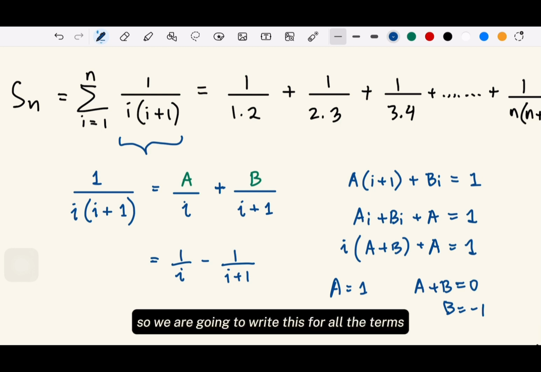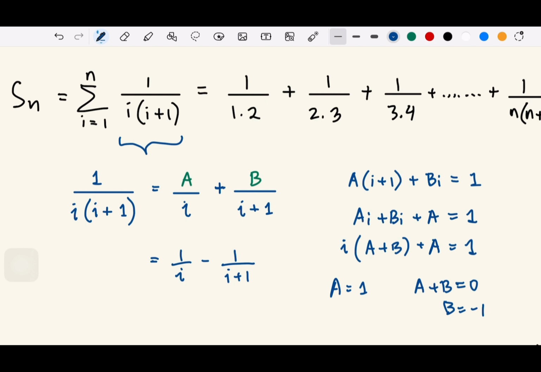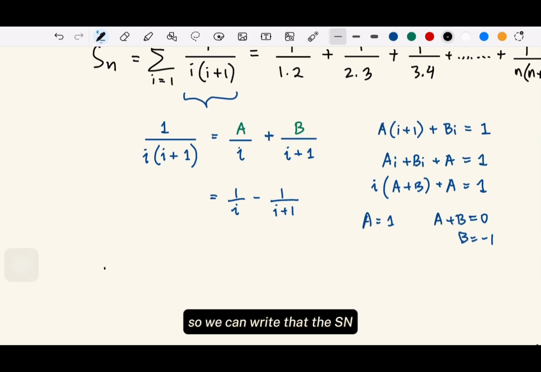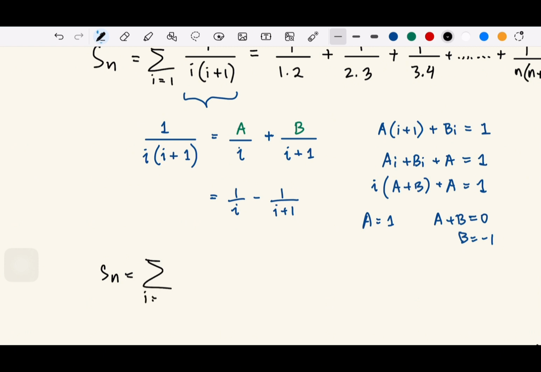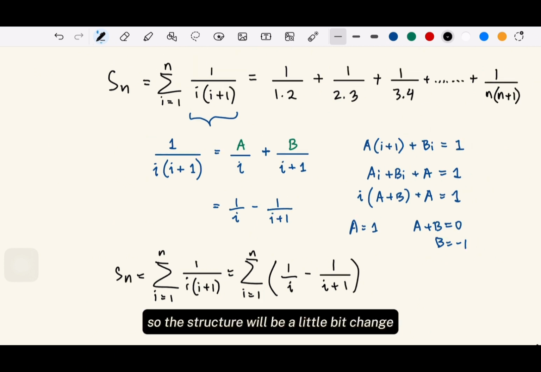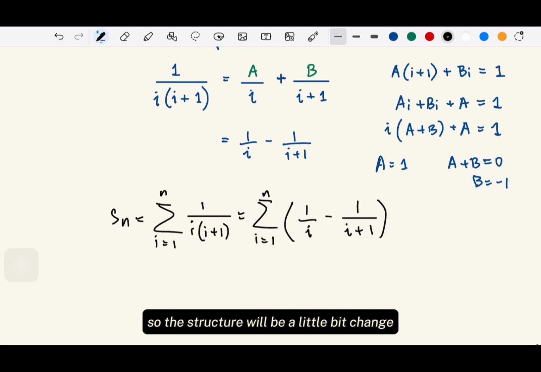So we are going to write this for all the terms. We are going to change the expression. So we can write that the Sn will be equal to 1 over i minus 1 over i plus 1. So the structure will be a little bit changed.